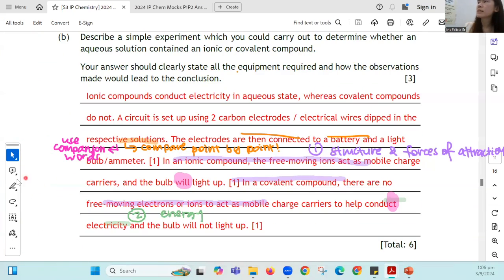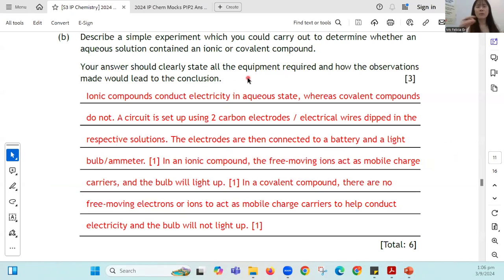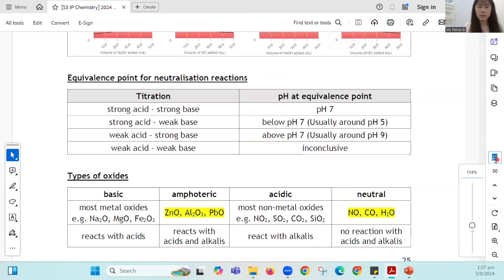So the next part over here, same thing. As long as they ask for boiling point or melting point, you can use the answering technique. Let me show it to you. I'll change to the notes for a short while. Sorry, give me a while.